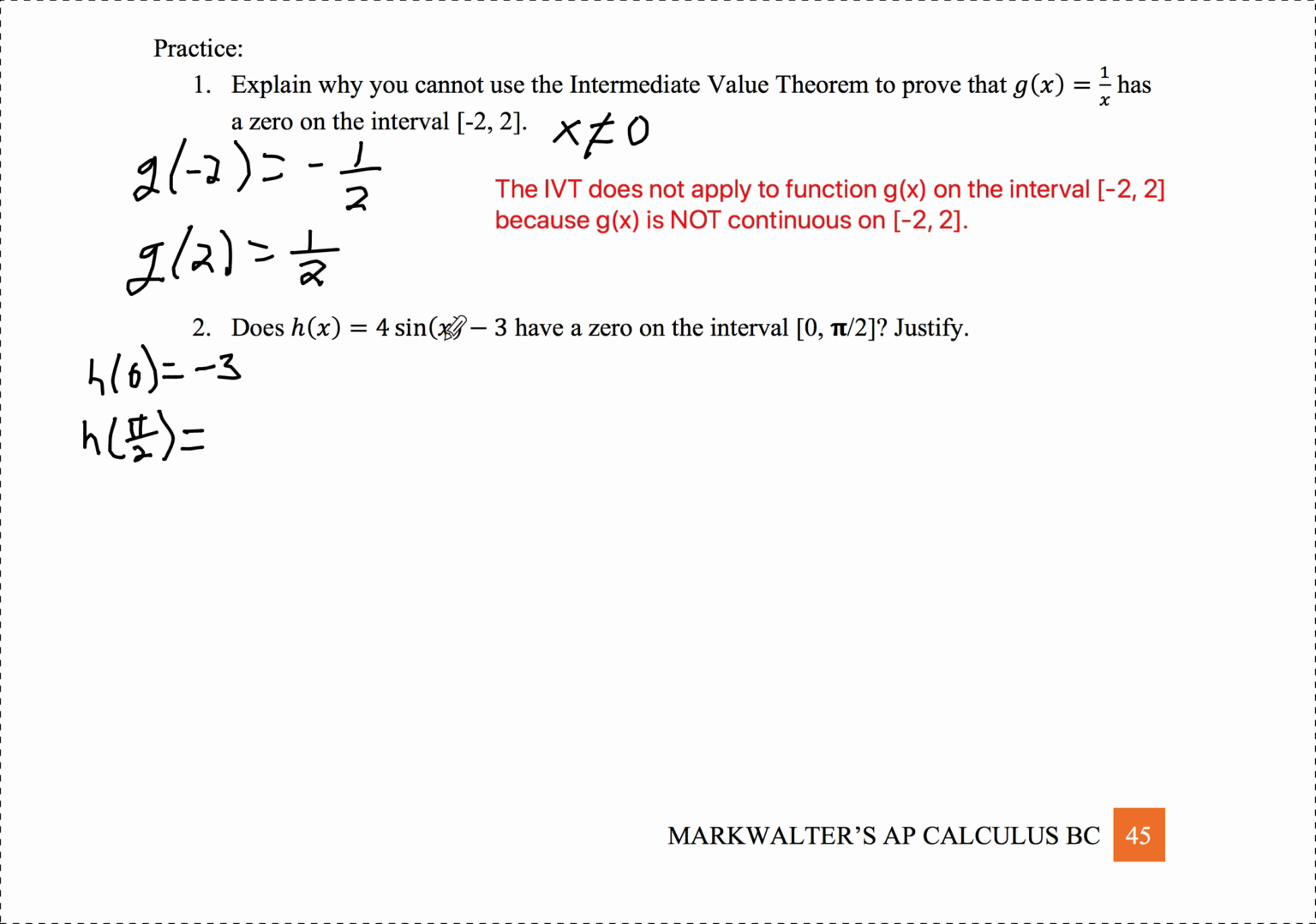Sine of pi over 2 is 1. So that's 4 minus 3, which is 1. So it looks like the IVT can be used here to show that we have a 0 on the interval.